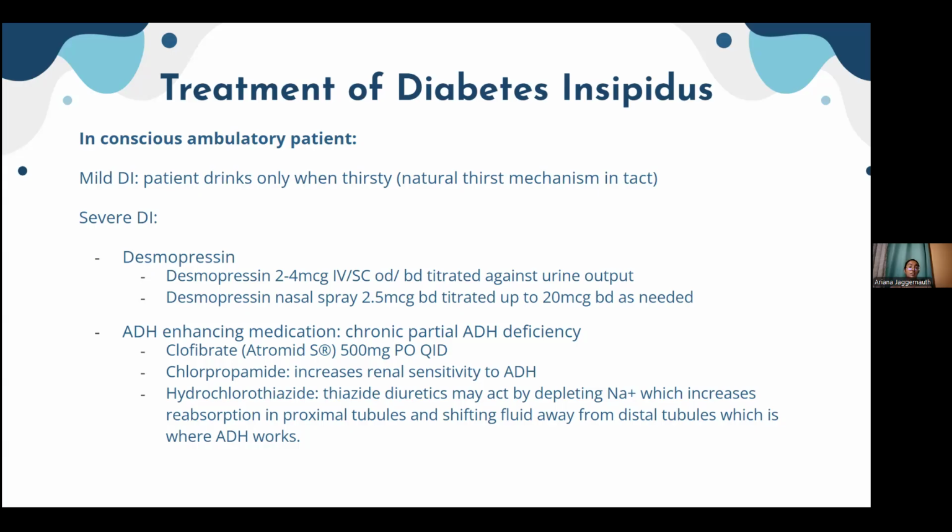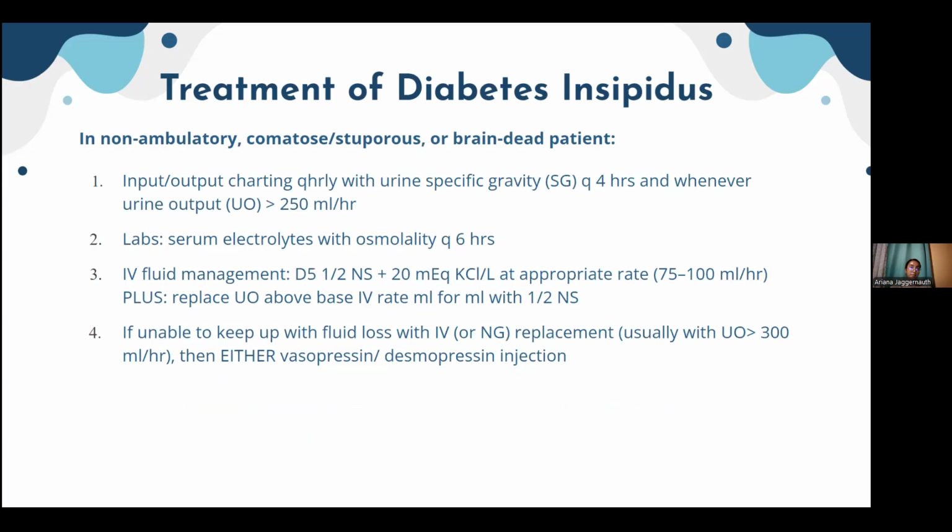ADH enhancing medication can also be considered in cases of chronic partial ADH deficiency. So things like clofibrate at 500 milligrams PO QID, even chlorpropamide, which increases renal sensitivity to ADH, and hydrochlorothiazide, as thiazide diuretics may act by depleting sodium, which thereby increases reabsorption in proximal tubules, shifting fluid away from distal tubules, which is where ADH works.